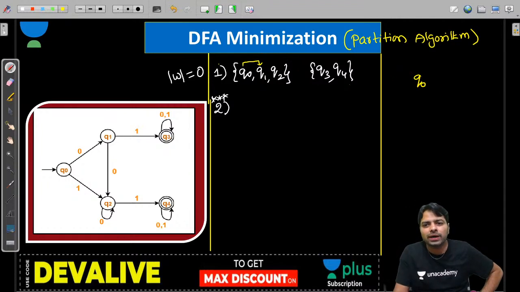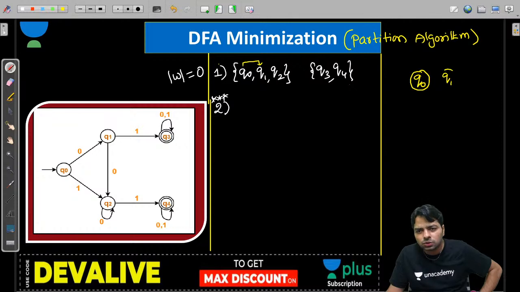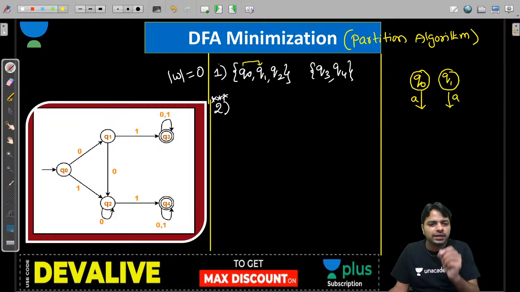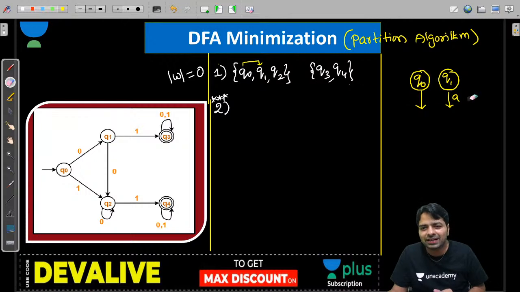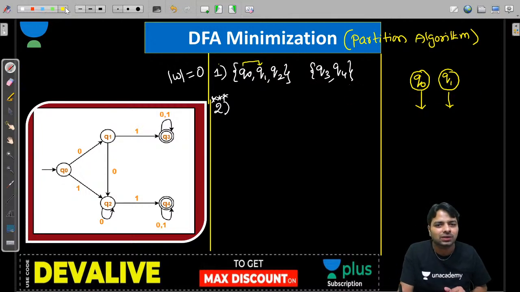In future, you require, please come to this one. Q0 and Q1, there are 2 states. Look at on A what they do. Sorry, our sigma is not A comma B, it's 0 comma 1. So I keep on changing it.